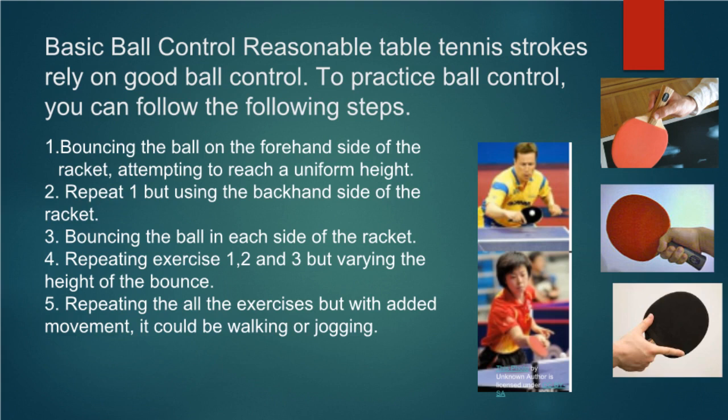3. Bouncing the ball on each side of the racket. 4. Repeating exercises 1, 2, and 3 but varying the height of the bounce. 5. Repeating all the exercises but with added movement, it could be walking or jogging.